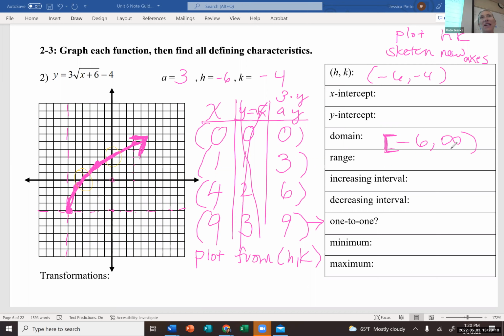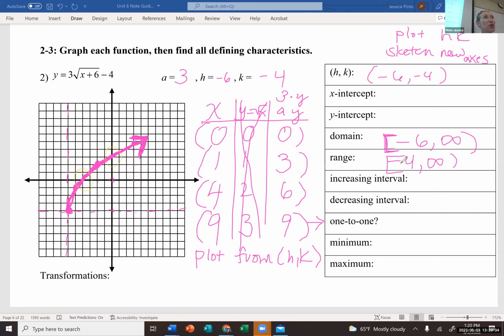Ella, what about our range? -4 to infinity is correct. We see that we begin at -4. It's not pointing down to negative infinity. Great. So now we need to determine the increasing or decreasing interval. One of those will be NA.